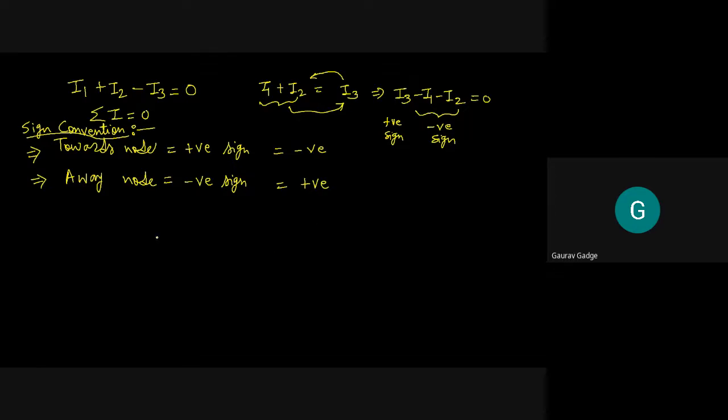Now, I just consider one more example. The example which we considered just now, sorry, for mesh analysis. Now what do you have? Again, you have 3 resistances with 2 voltage sources.